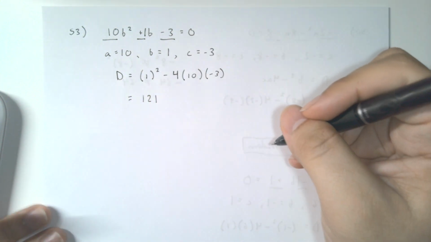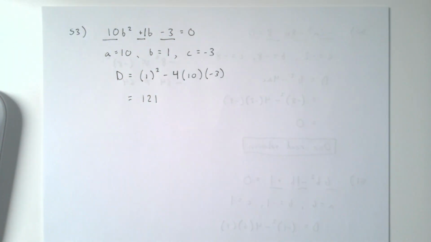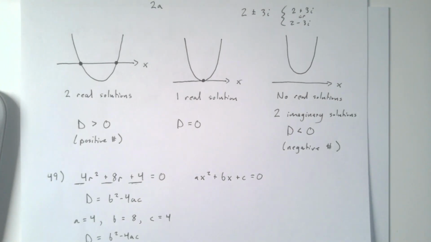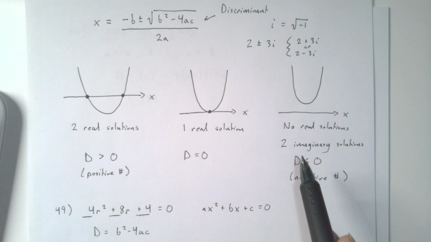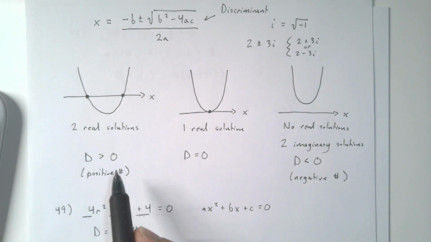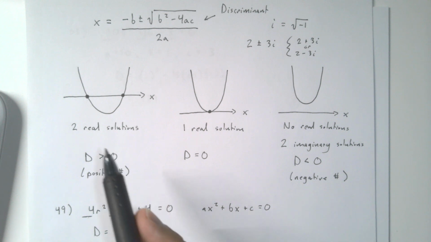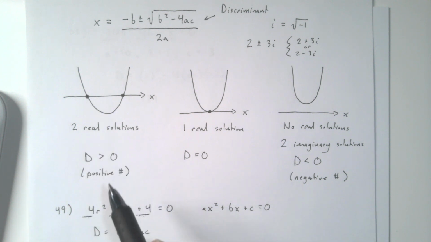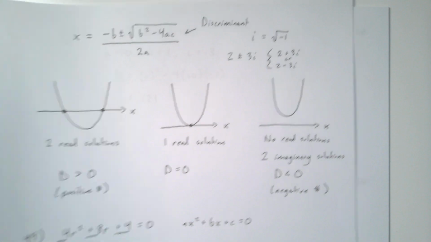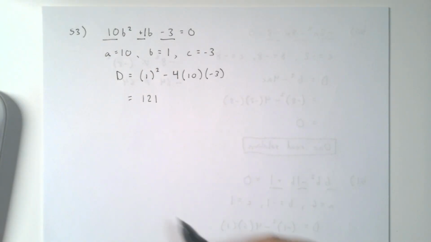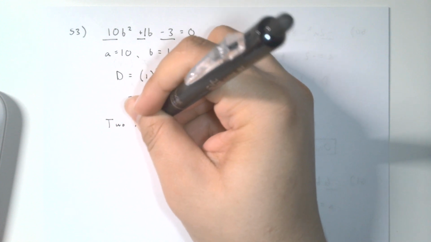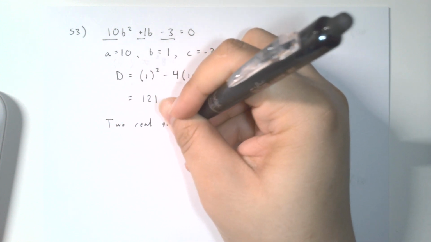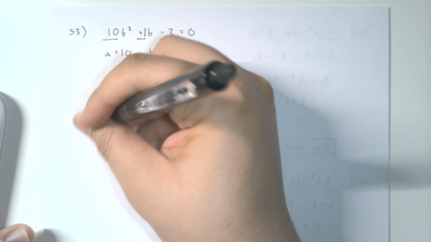121. So now, again, looking at our chart here, we've seen a case where we have d is equal to 0, which gave us one real. When d is a negative number, we have two imaginary. And now we have our first case on this assignment where we have two real solutions, where d is a positive number. And so we say that this has two real solutions.